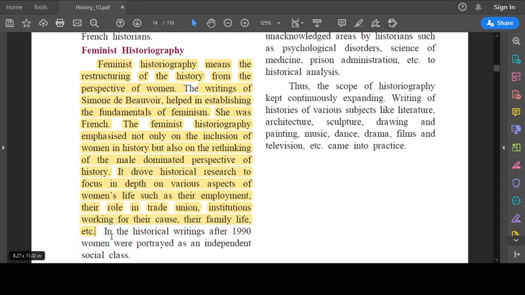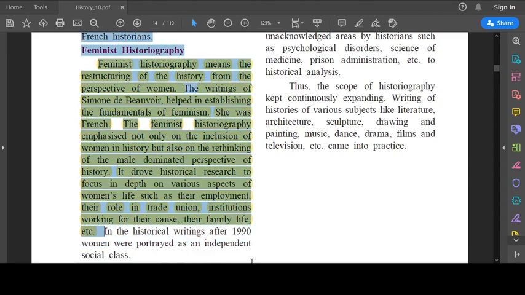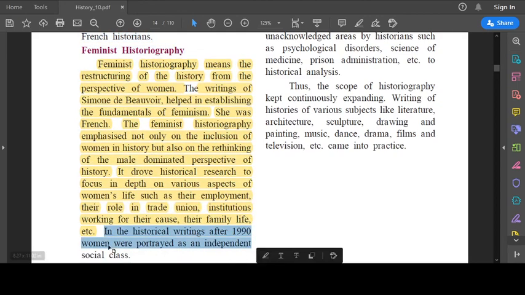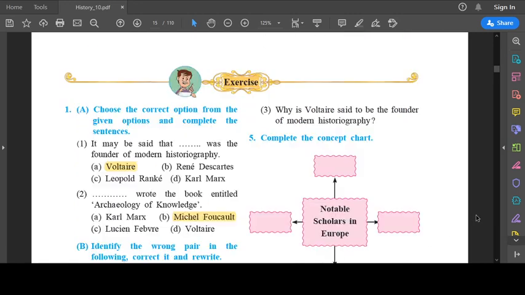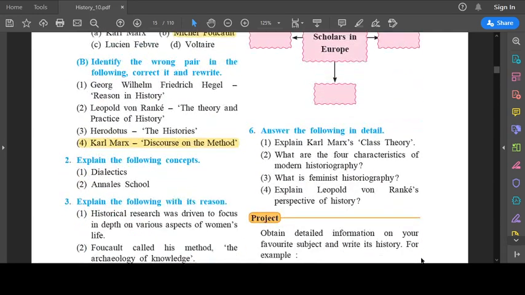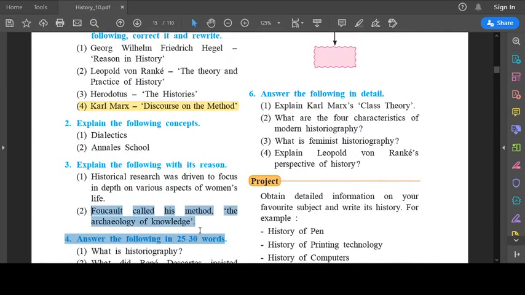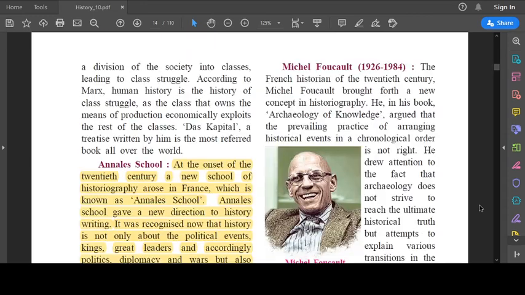And the fifth and the last point, in the historical writings after 1990, women were portrayed as an independent social class. Till social class. So that is answer 3.1, 5 points. Now we'll go to 3.2. Foucault called his method the archaeology of history. Now this answer is on page number 5. 3.2 is again on page number 5. So we'll go to page number 5.